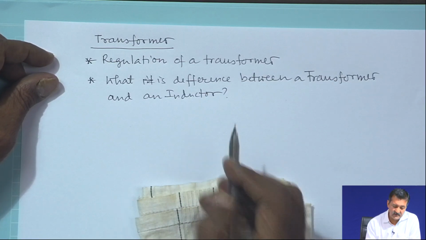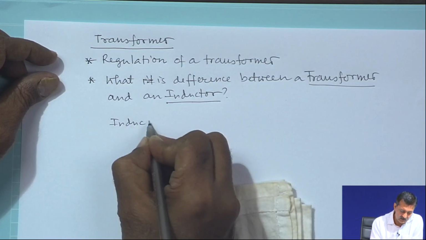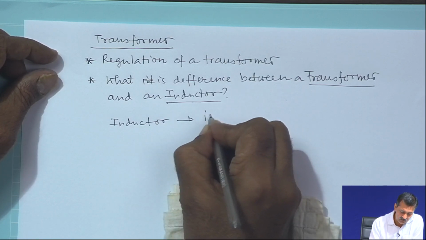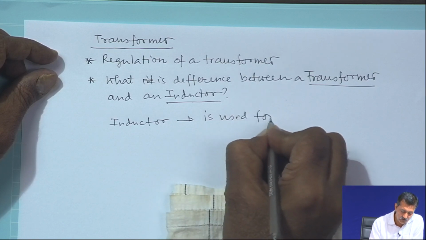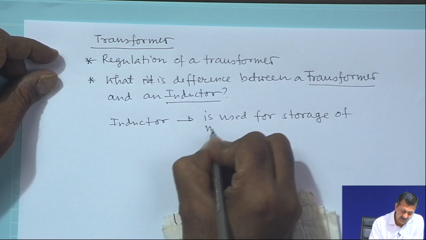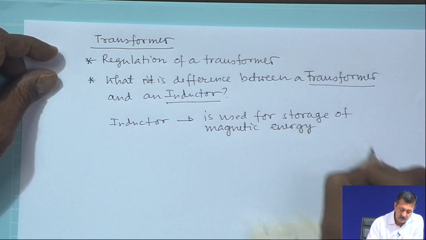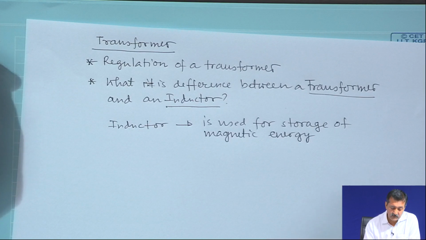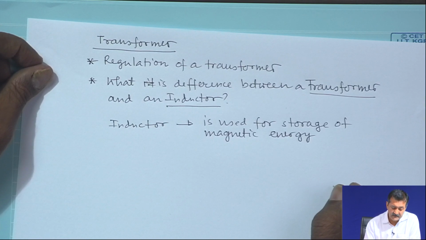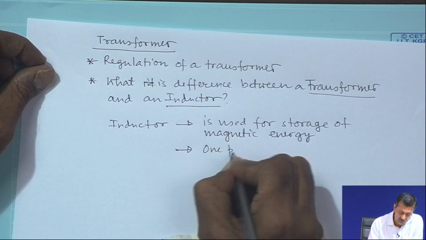The philosophical difference between an inductor and a transformer is this: an inductor in an electrical network is used for storage of magnetic energy. Okay, I will try to clarify what I mean by storage. It is normally a one port device. So, an inductor is normally a one port device.